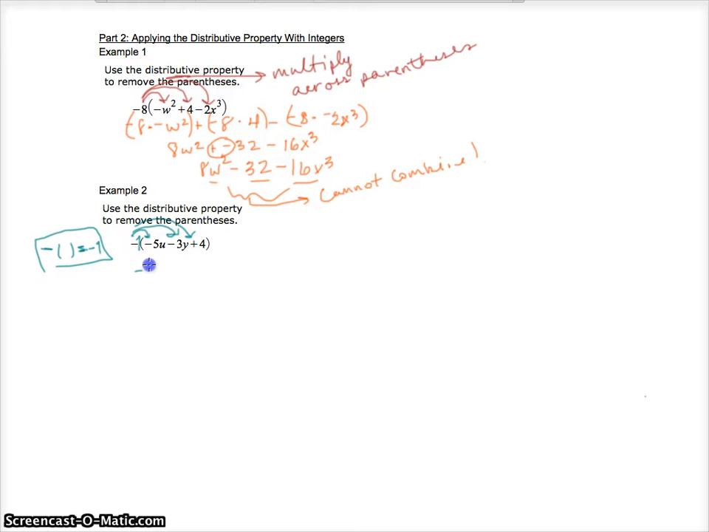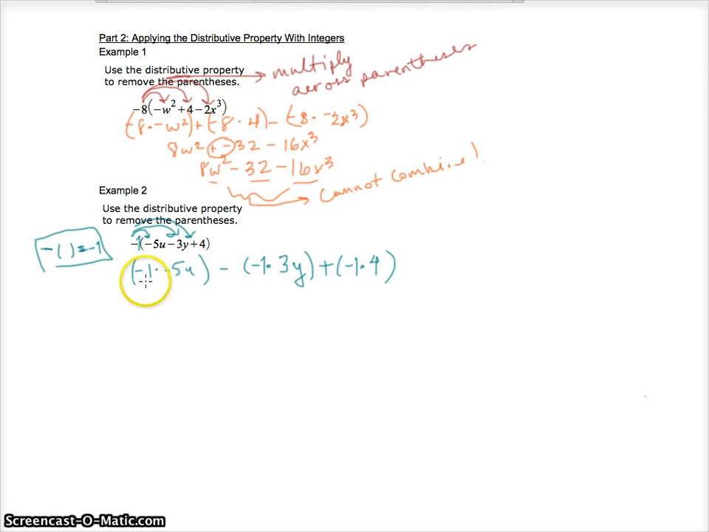So I end up with negative 1 times negative 5u minus negative 1 times 3y plus negative 1 times 4. Now, I'm writing all these multiplications out to understand that we have to multiply across the parentheses. We don't necessarily have to do this every time. I'm just doing it to help me track my multiplication and to help me track my positive and negative signs.